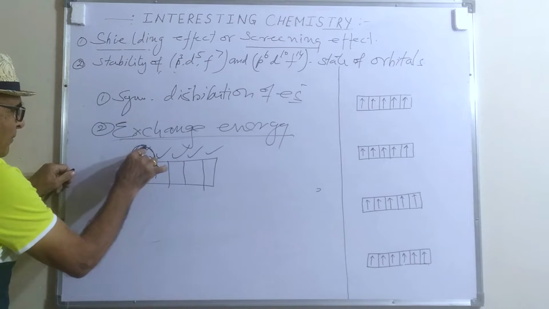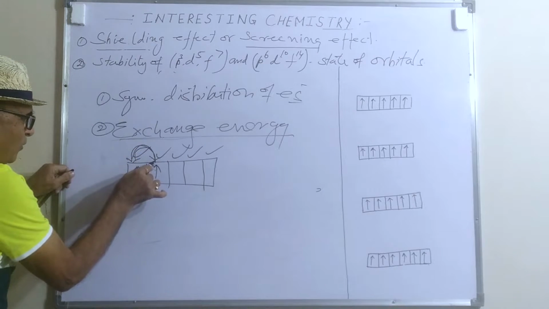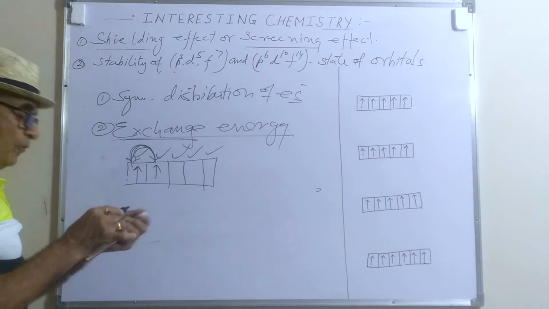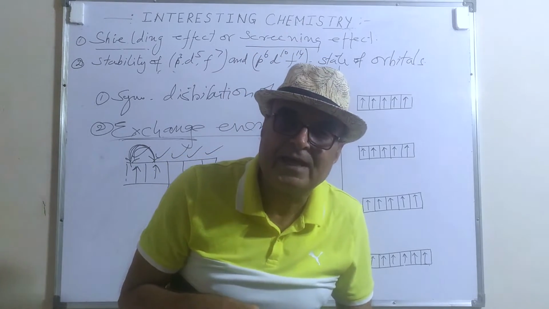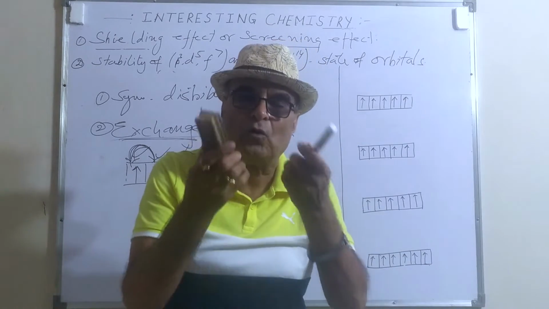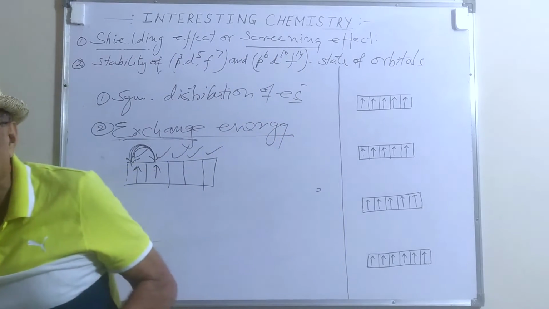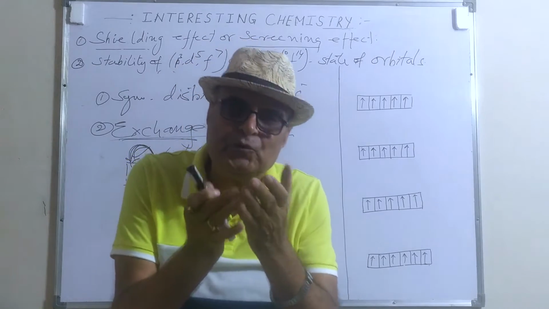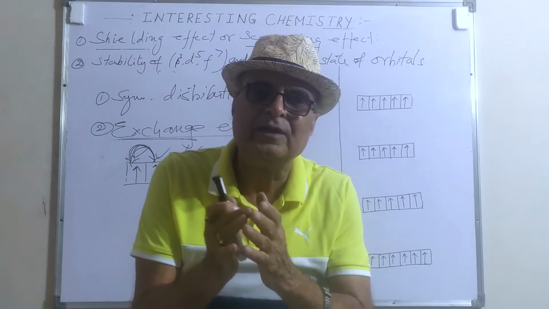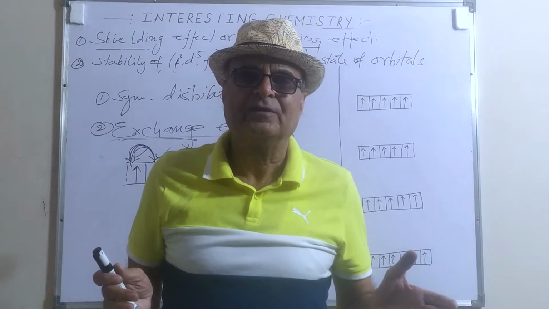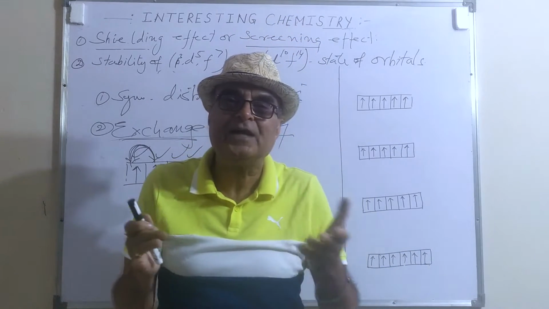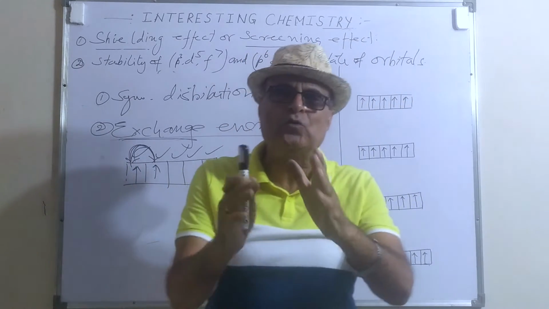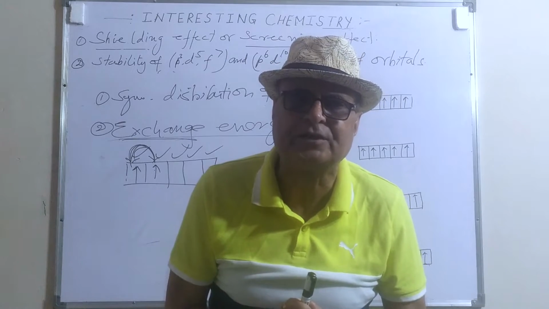This electron may replace that electron, and this electron may replace this electron. This is called exchange. When there is exchange of electrons of similar energy, in degenerate orbitals, the energy reduces. That is called exchange energy. So if anybody asks you what is exchange energy: in degenerate orbitals, electrons exchange with each other.